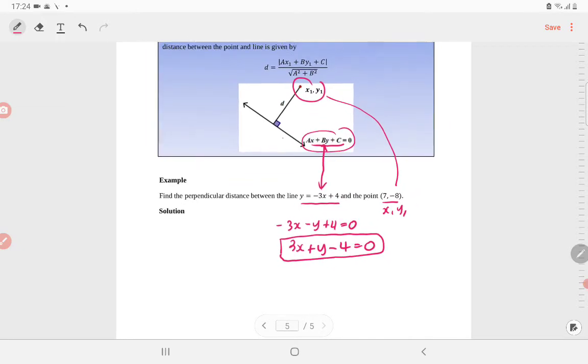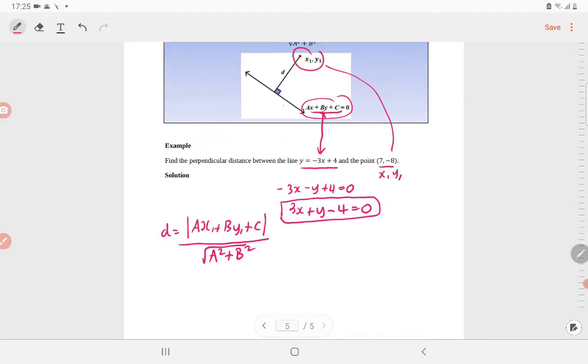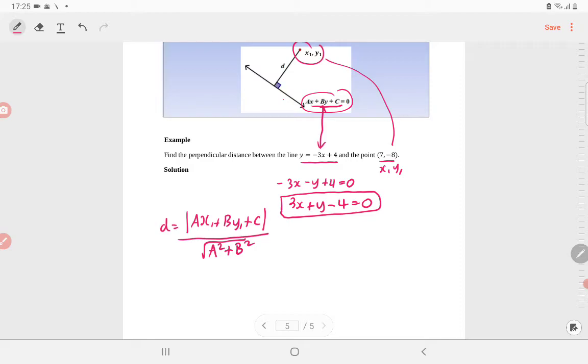So if we look at our formula, D equals, now this is the absolute value sign, ax1 plus by1 plus c, absolute, divided by the square root of a squared plus b squared. So unfortunately you would need to remember that formula. If you don't, you need to find the answer the long way.